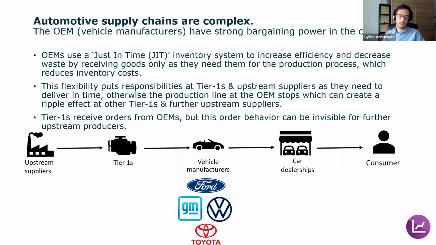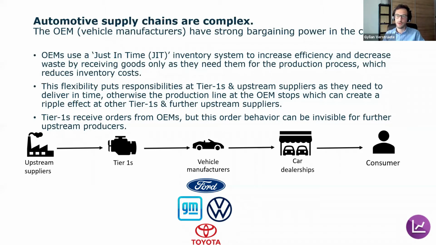In the typical production process of cars, the OEMs use a just-in-time inventory system to increase efficiencies and decrease waste in the production process. This also typically reduces inventory costs for those OEMs. But as you can imagine, if they have very little inventory next to their production line, that puts a lot of responsibility on the tier ones and the upstream suppliers, because they really need to deliver on time.